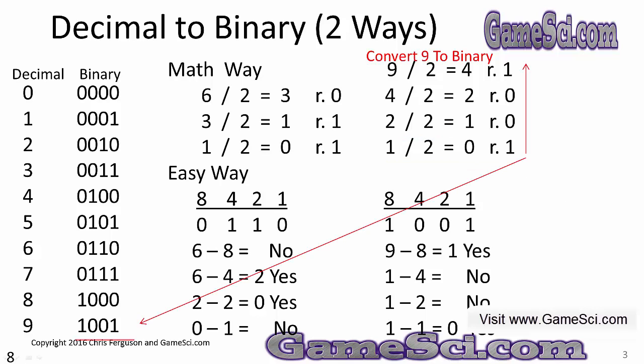I'll read this backwards. If you read this backwards, it's 1001. Decimal 9 converts to binary 1001. You can start with 9 and convert it to binary by repeatedly dividing by 2 and looking at the remainder.